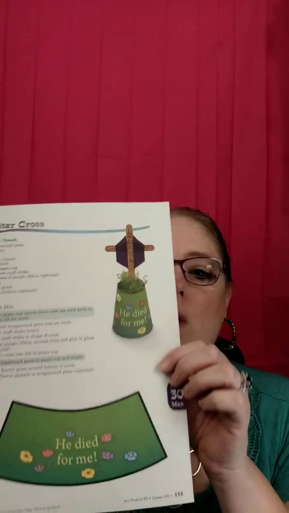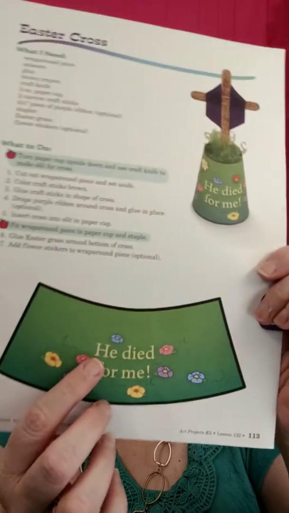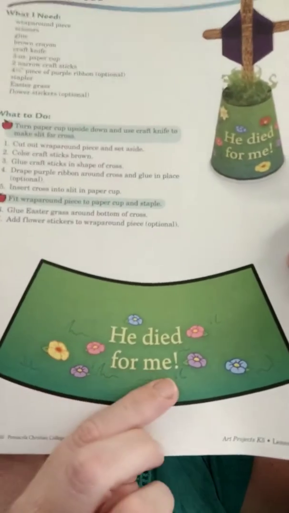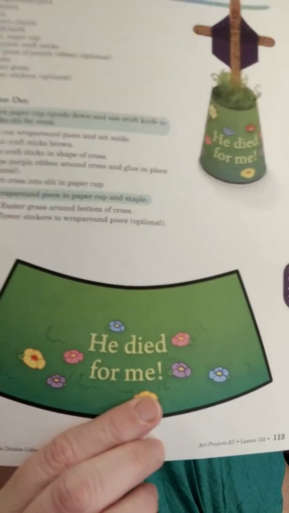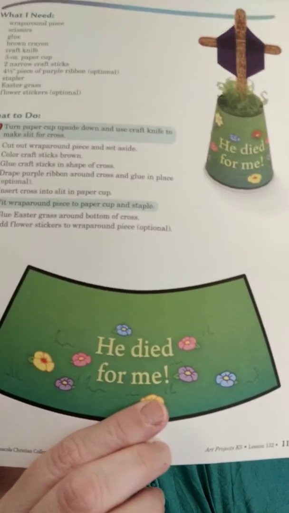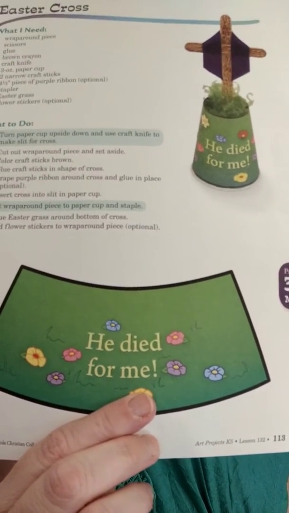Then add flower stickers around if you want, or you can color flowers if you'd like. It says, He died for me. And again, that's backwards to me, and I guess that means it's backwards to you. I don't know how to fix that. We'll have to work on that. He died for me. Read it off of your paper, okay?